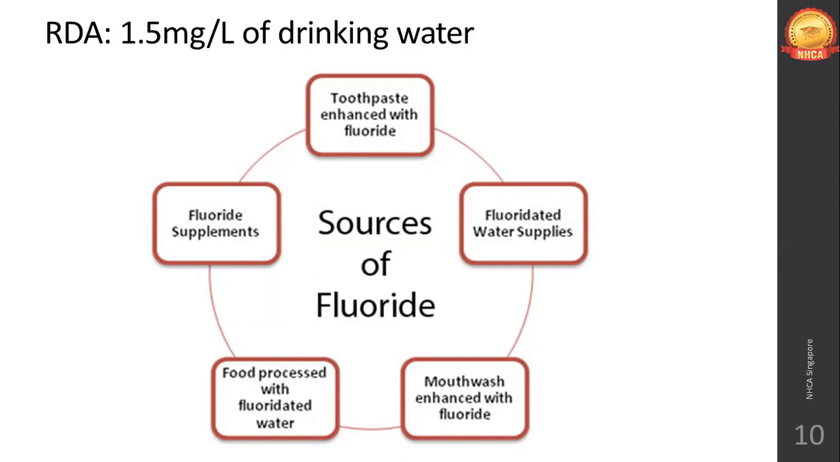So, sources of fluorine: toothpaste, whichever brand you use, all brands of toothpaste are enhanced with fluorine. Fluorinated water supplies like Aquafina, distilled waters, water that you buy from outside, are extremely fluorinated as well. Mouthwashes, whatever you use for your oral hygiene, can be fortified or enhanced with fluorine. Food processed with fluorinated water, and fluorine supplements, when the deficiency is major, fluorine supplements may help out.